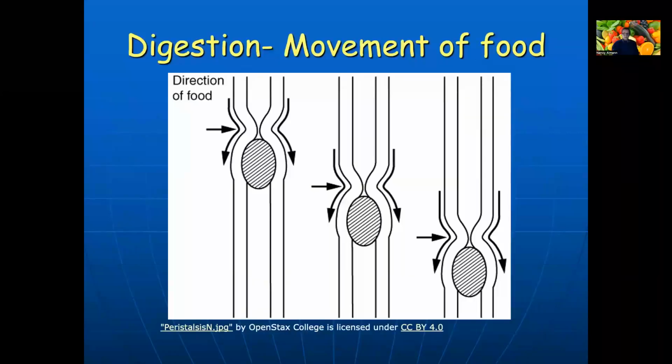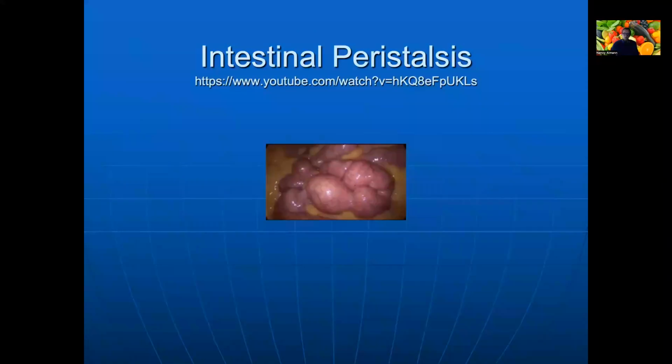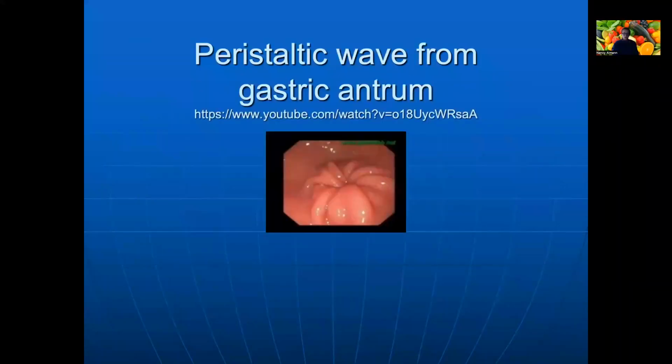So this shows you what's happening with peristalsis. Food's going to move one way, you hope. If it's coming up the wrong way, then you're vomiting. And watch these two videos. I'm not going to take the time to show these to you because they show you what peristalsis looks like. There you go. And there is the gastric antrum, which is part of the stomach.